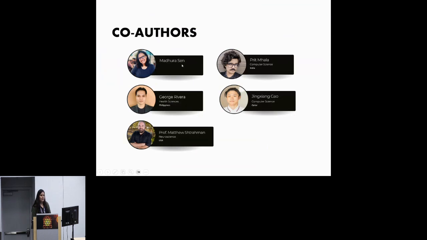All of these are undergrad students. I also want to point out that Madhura is from India. Preet is also from India, from a different institute. George is from the Philippines. And Eric Jingxiang Gao, Eric is from Qatar. They all wrote to me saying, I want to work with you. And they're all working independently as undergrad project students to analyze the results that we produced with BLMT.